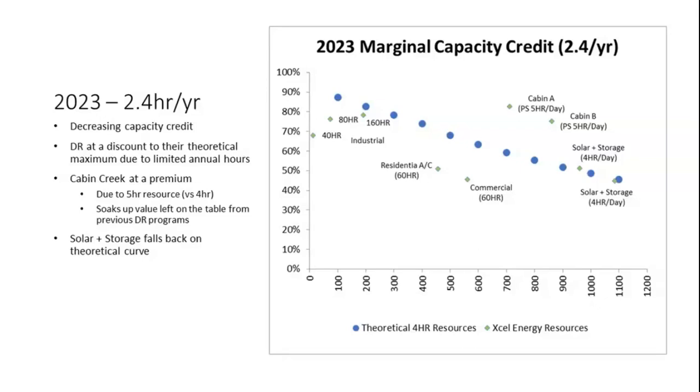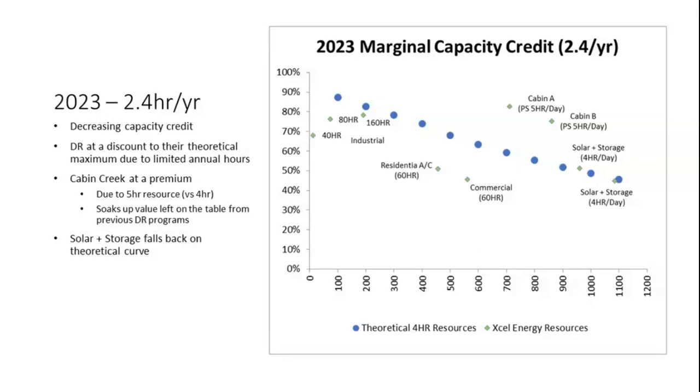On the first couple hundred megawatts are those industrial demand response programs. And you can see that they're at a discount to the theoretical maximum, and that's because they are annual hour limited. Same thing goes for the residential AC and commercial programs. They are 60-hour programs. They are also at a discount to that theoretical maximum.